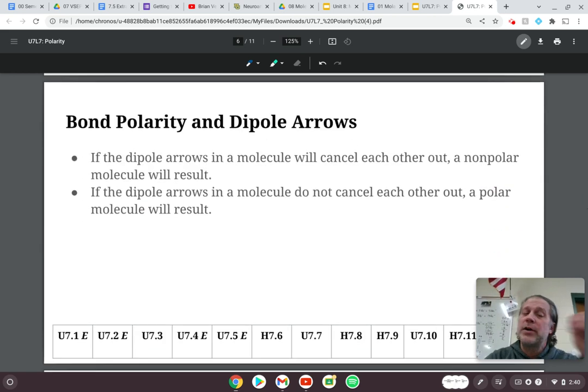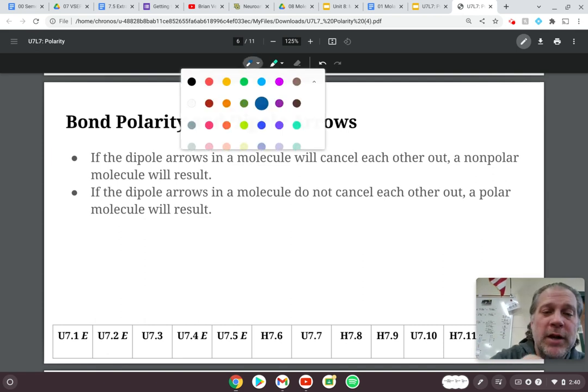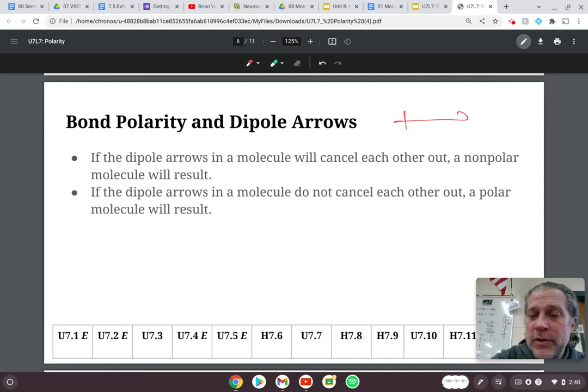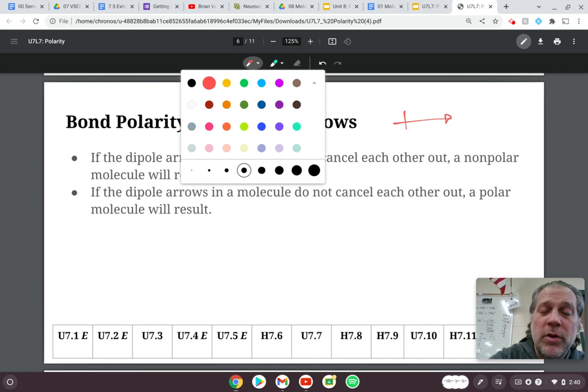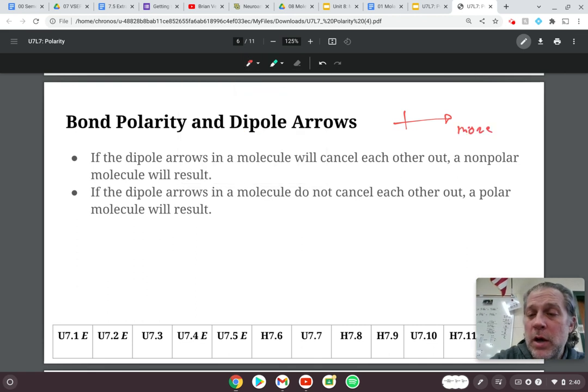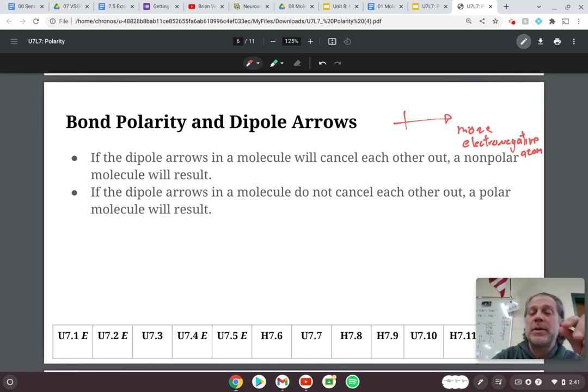The other thing that we should consider is what the bond polarity and the dipole arrows are doing. So we know that dipole arrows in a molecule pull toward the more electronegative atom. So if I draw a dipole arrow like this here, they're going to be pulling toward the more electronegative atom. So that means that the electrons are being pulled in one direction.